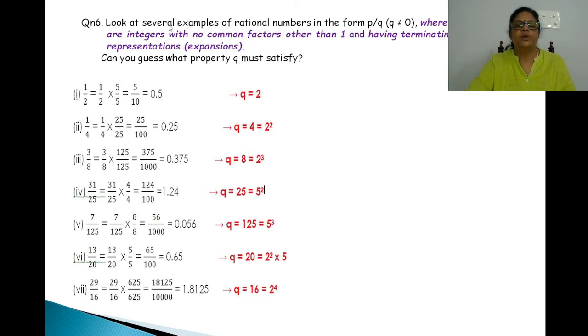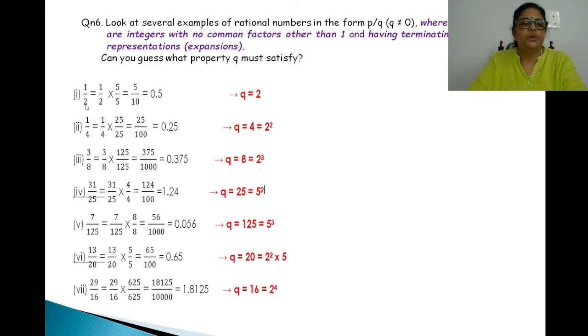Here the first one is: look at several examples of rational numbers in the form P by Q. These are several examples: 1 by 2, 1 by 4, 3 by 8, 31 by 25, 7 by 125, 13 by 20, and 29 by 16 are rational numbers in the form P by Q and Q not equal to 0. Where P and Q are integers with no common factor other than 1.